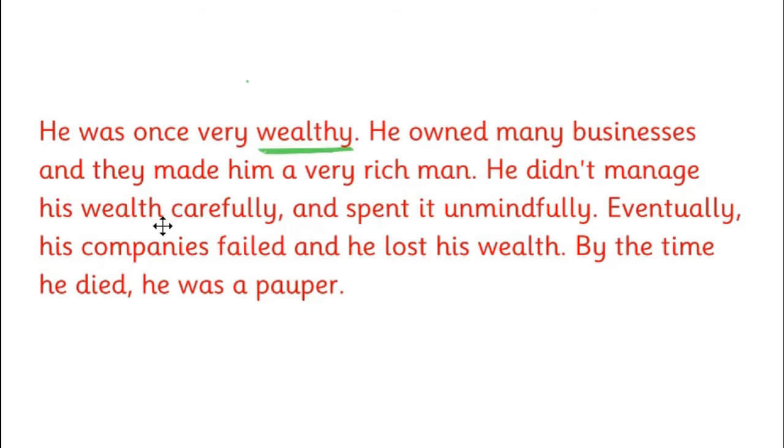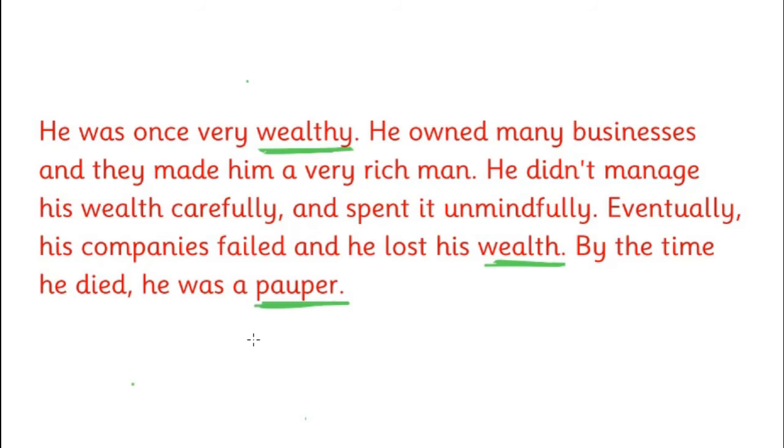He didn't manage his wealth carefully and spent it unmindfully. Eventually his companies failed and he lost his wealth. So this is the same word again. By the time he died, he was a pauper. So these are the two words that we need to understand. These are the two words, two new words. Can you understand from the context what these two words are, what they mean?